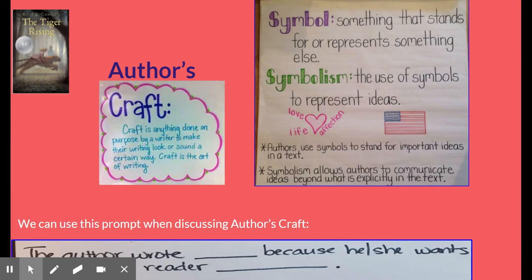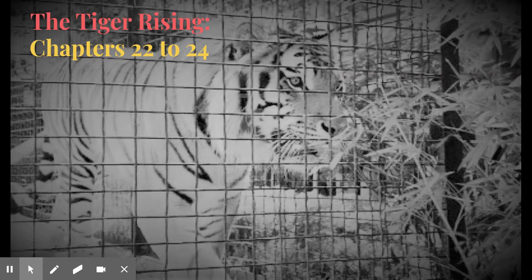Okay, so once again, the author wrote, and then in the blank, you're going to describe the symbol that came up, because she, Kate DiCamillo, wants to show the reader, and then you would tell what big idea or important idea she's trying to show the reader. Okay, so let's try this out and keep this prompt in mind as we're reading today and as you're noticing symbols while we go through chapters 22 through 24.